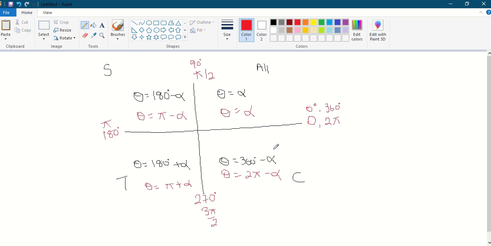If we are working in radians, we will say theta and alpha are the same in the first quadrant. In the second quadrant, theta is pi minus alpha. In the third quadrant, theta is pi plus alpha, and in the last quadrant, quadrant 4, theta will be 2 pi minus alpha.